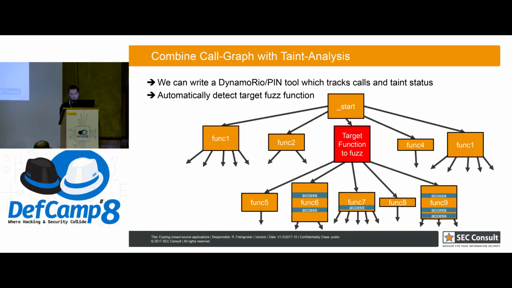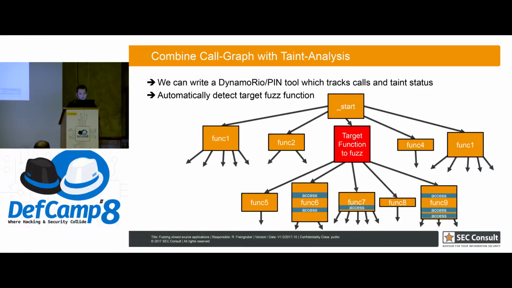And then I can extract, for example, this information. And as soon as I get this information here, I now know that the target function which I want to fuzz is, for example, this function, because this is the parent function of all the functions which work with the input. And this is also working with closed source applications. And you can do lots of other stuff with it.